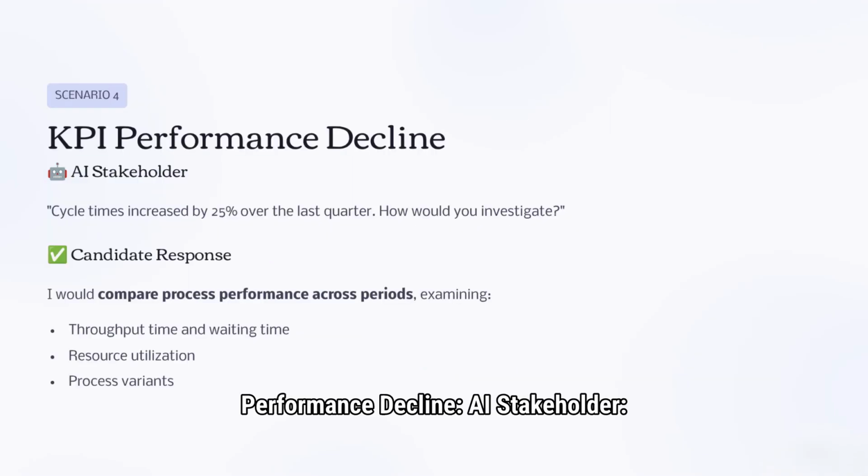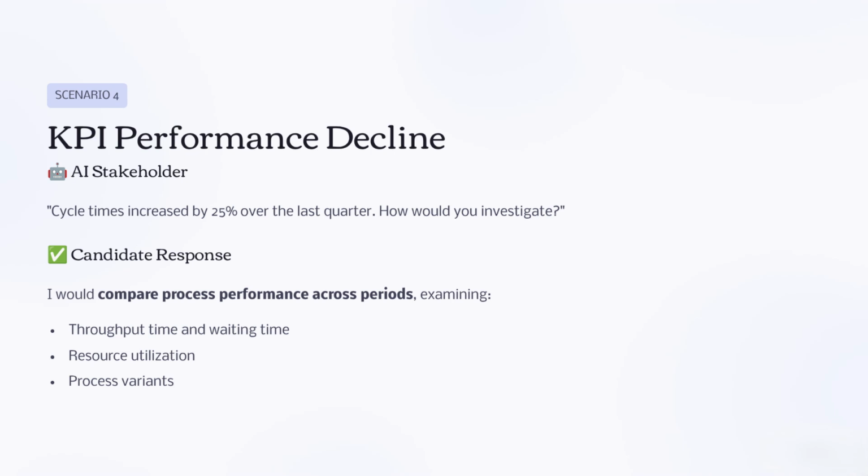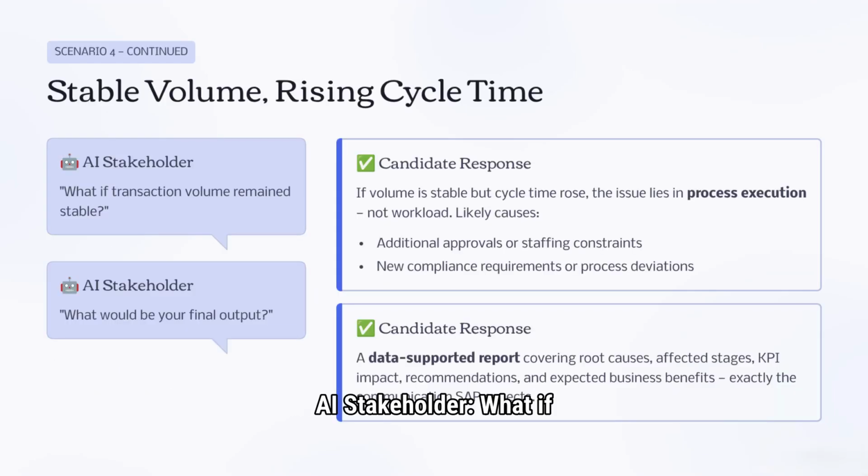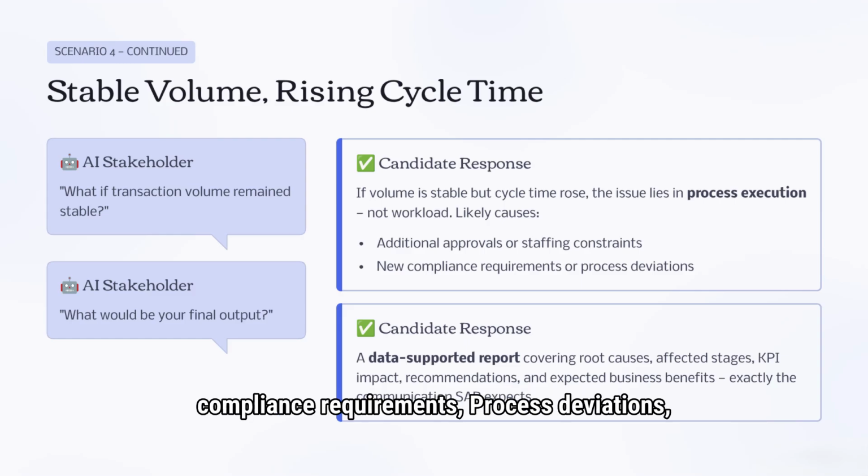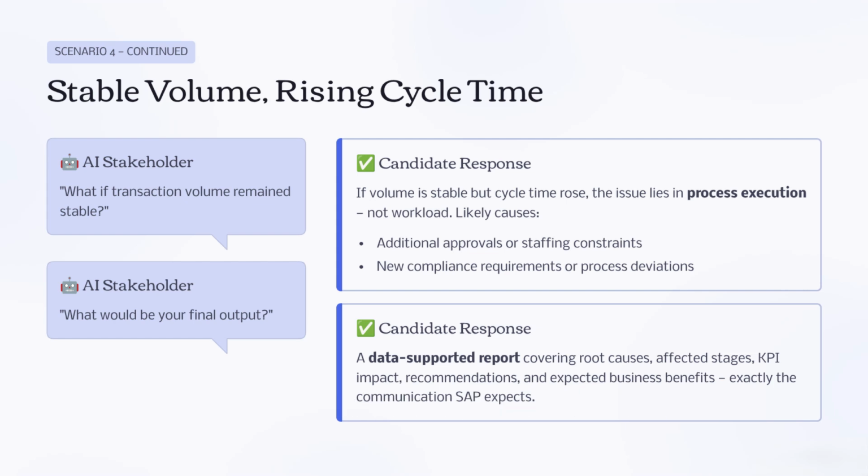Scenario 4. KPI performance decline. AI stakeholder: Cycle times increased by 25% over the last quarter. How would you investigate? Candidate response: I would compare process performance across periods. Key areas include throughput time, waiting time, resource utilization, and process variance. AI stakeholder: What if volume remained stable? Candidate response: If transaction volume remained stable while cycle time increased, the issue likely lies within process execution rather than workload growth. Potential causes include additional approvals, staffing constraints, new compliance requirements, and process deviations.